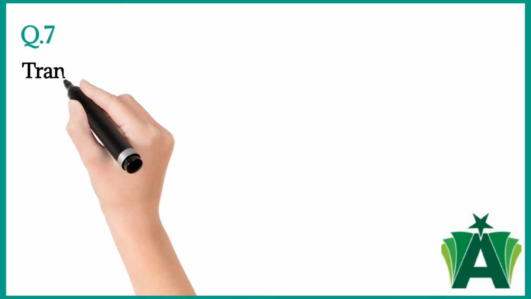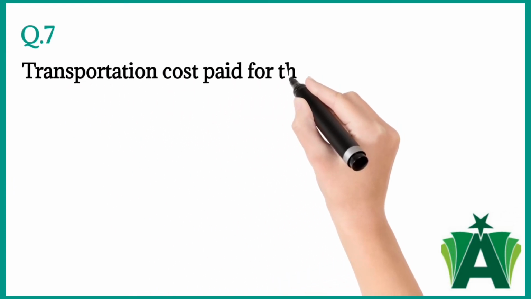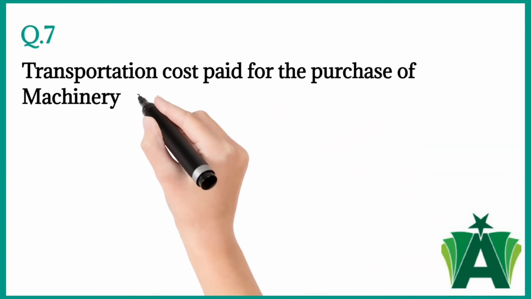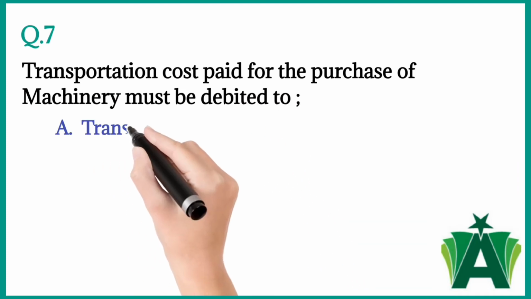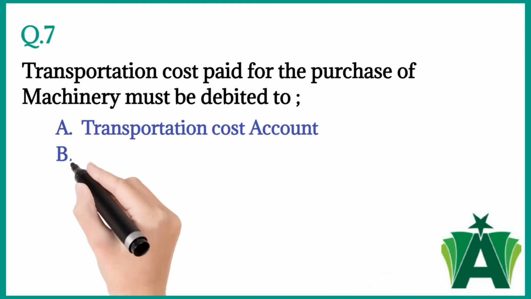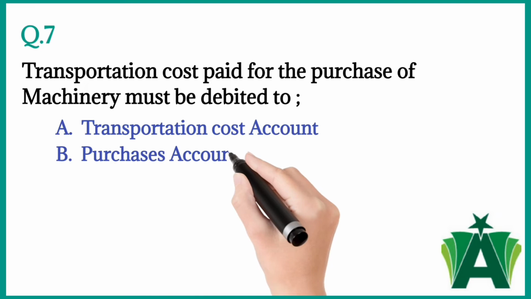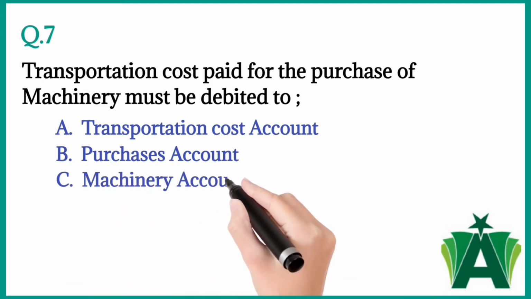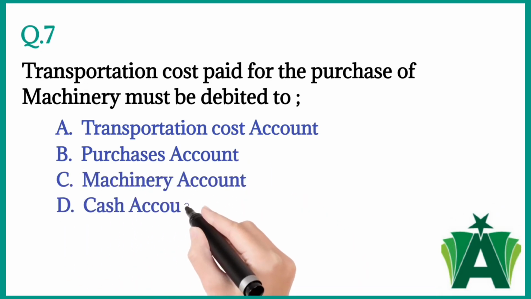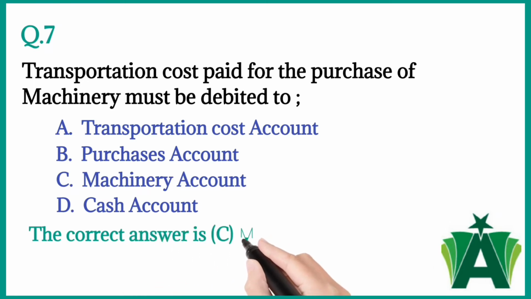Question number 7. Transportation cost paid for the purchase of machinery must be debited to: A. Transportation cost account. B. Purchases account. C. Machinery account. D. Cash account. The correct answer is C. Machinery account.